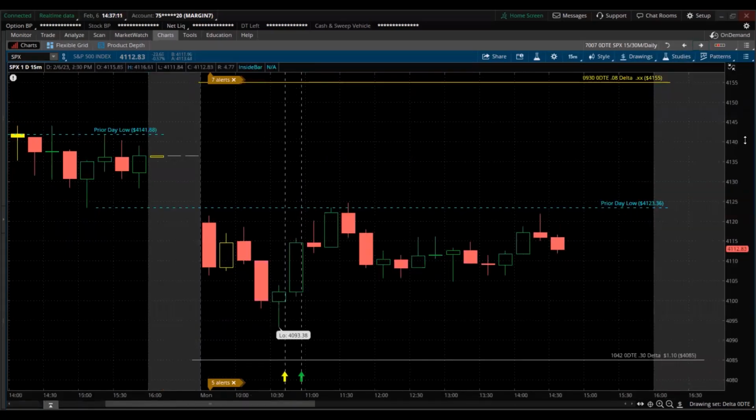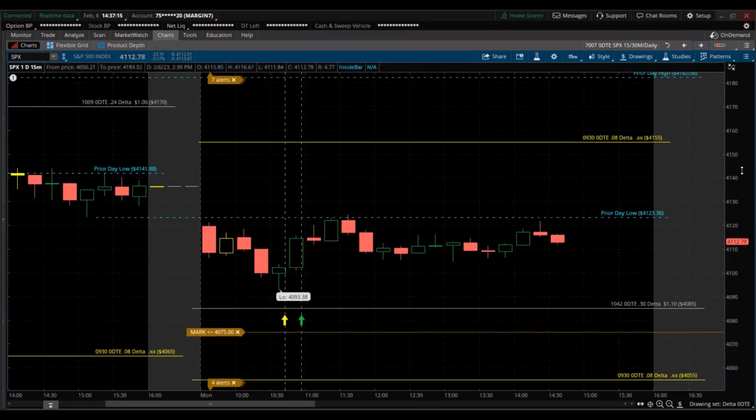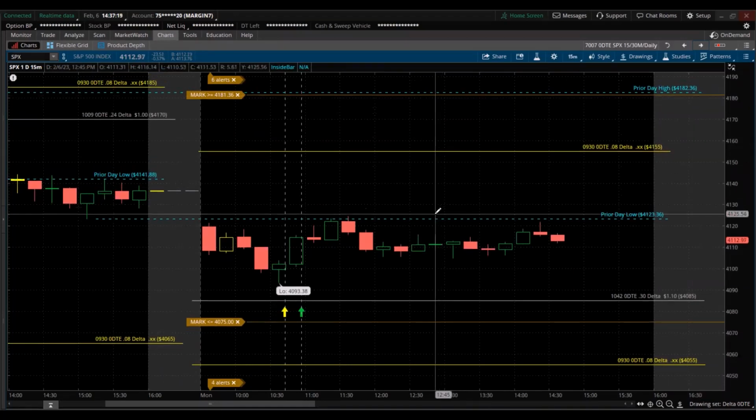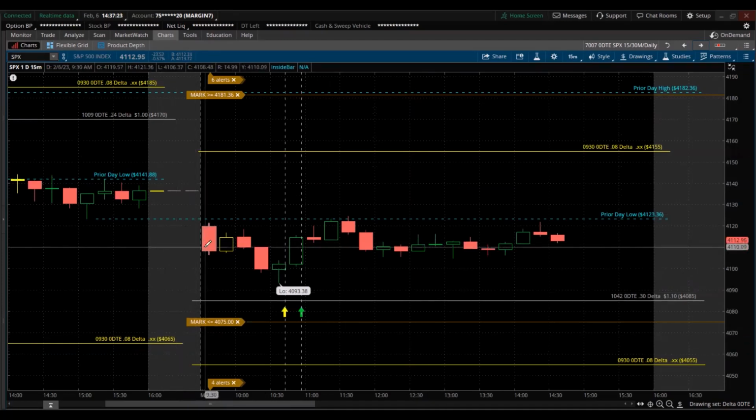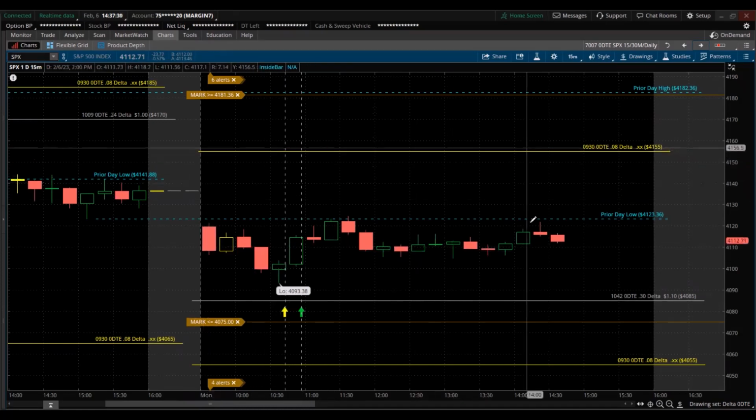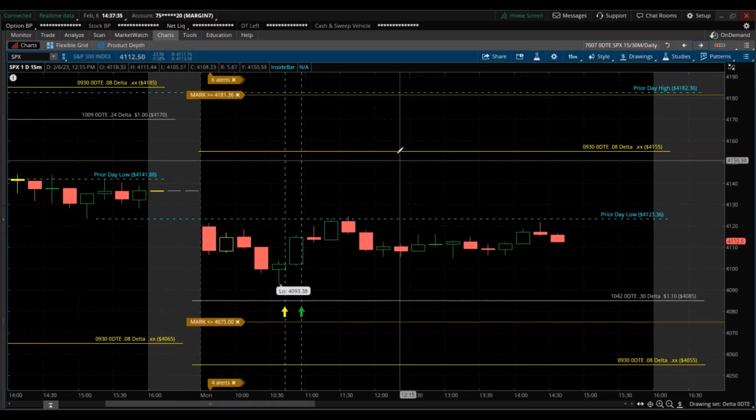So if you see here, again, we're looking at the 15-minute chart. I label the prior day's high and low and the 8 delta top and bottom. As soon as we open, I'm labeling them at 9:30. 8 delta. Right now, neither one of these is tested. I could have used those further away.